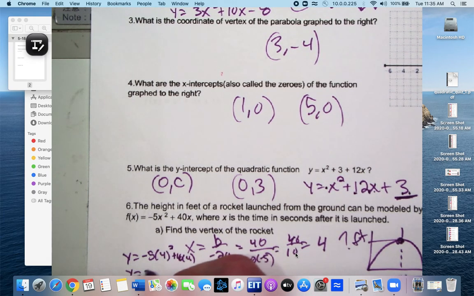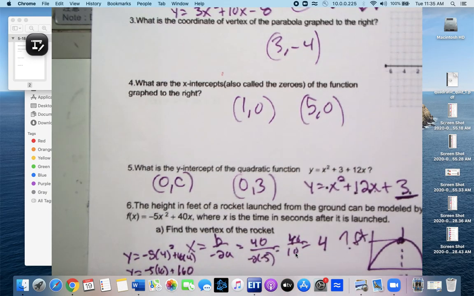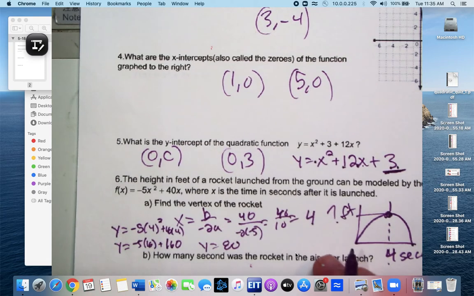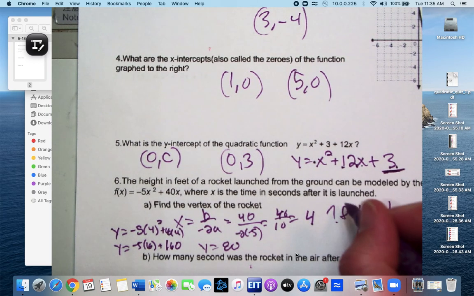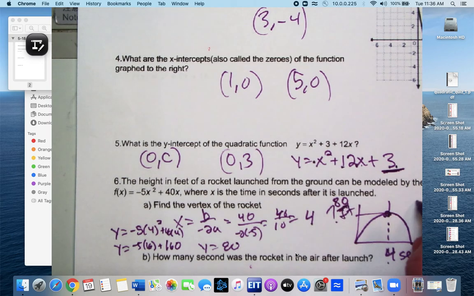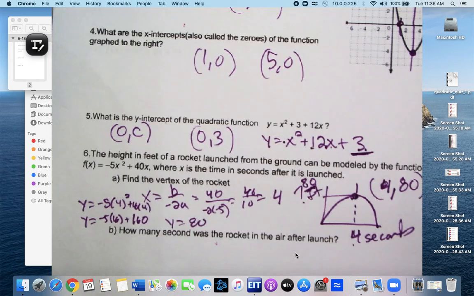Sorry, it's a little bit hard to see. But in the end, you get y equals 80. So that means it happened at 80 feet. So our vertex is 4 seconds. It reached 80 feet. Sorry, zoom that out a little better.